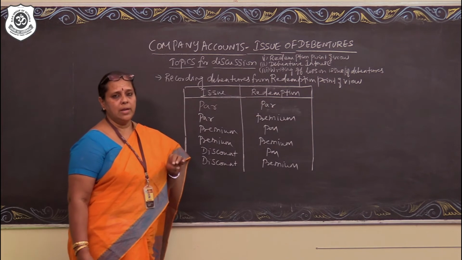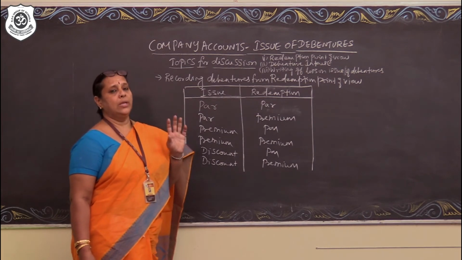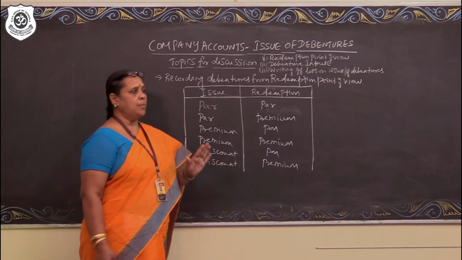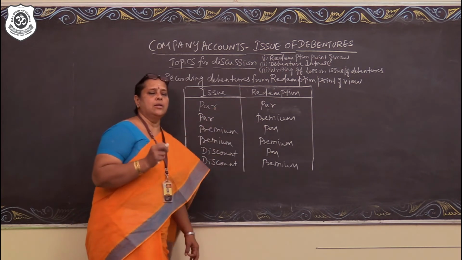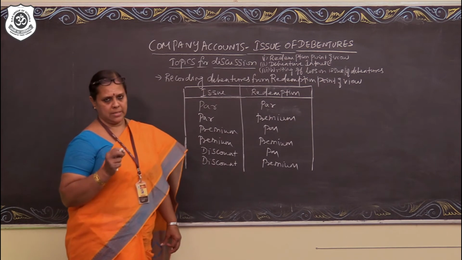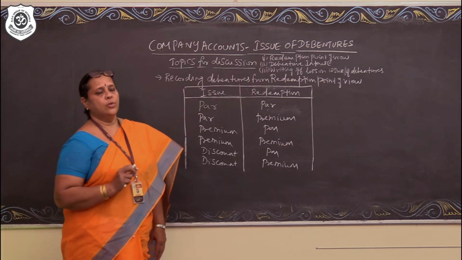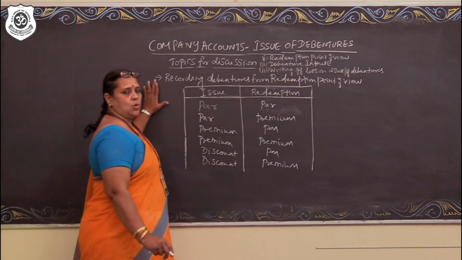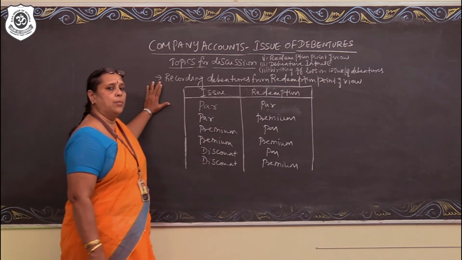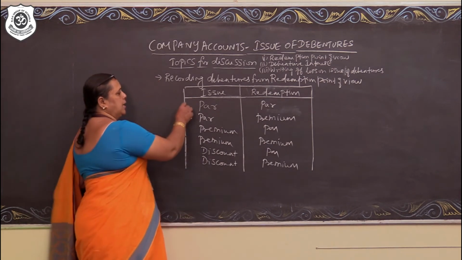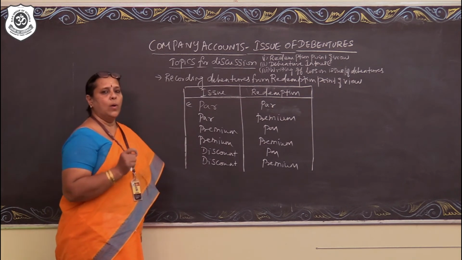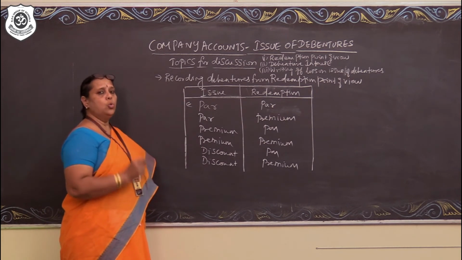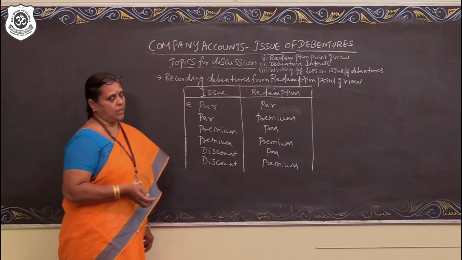Now, what journal entries are we going to pass for each of the cases? Please remember, redemption of debentures is not there as far as the class 12 CBSE syllabus is concerned for the current year. So, that being the case, we will be passing journal entries only at the time of issue. For every case, we shall be having 2 entries: 1, receipt of money; 2, transferring it to the respective accounts.